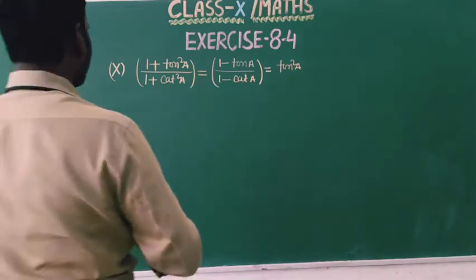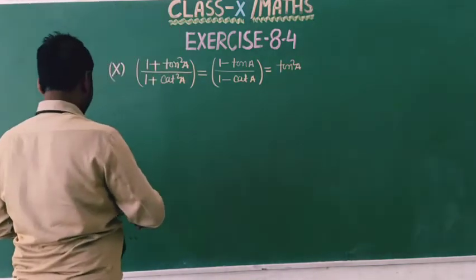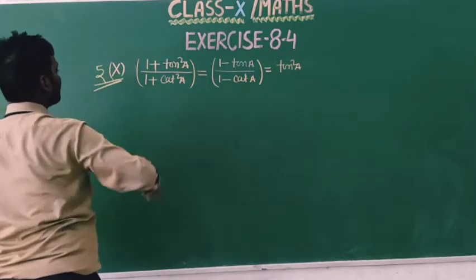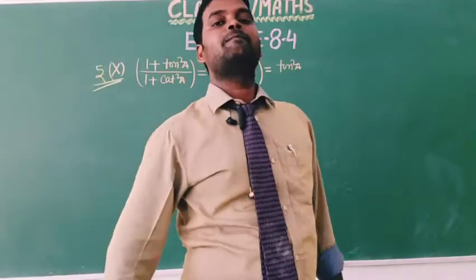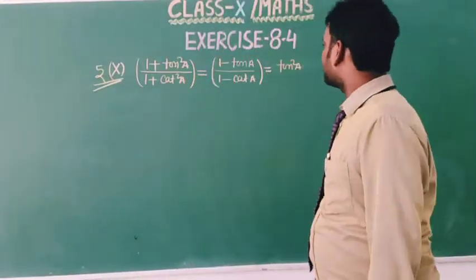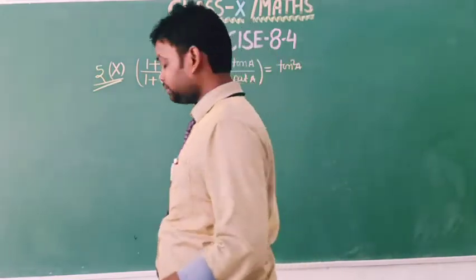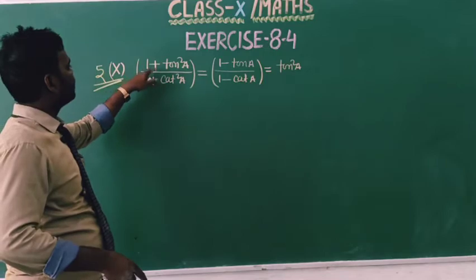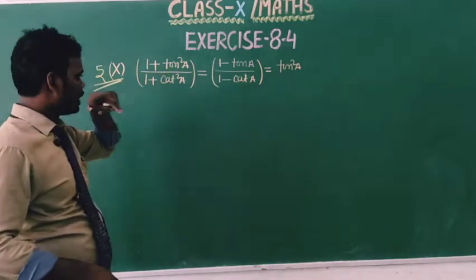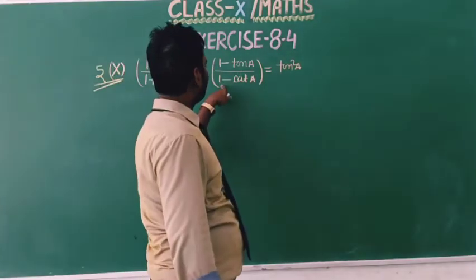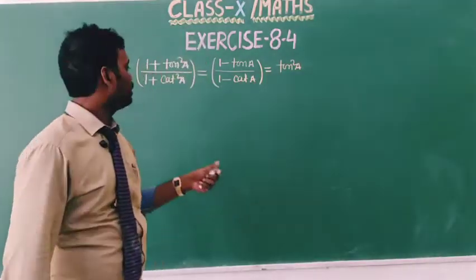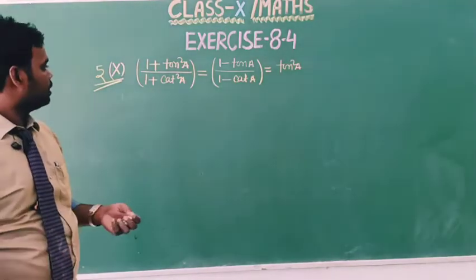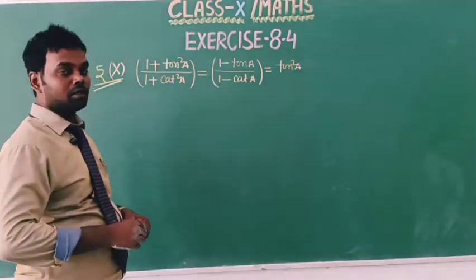okay dear children, further move to the 10th part of question number 5. This is the last question of exercise 8.4. Okay, the identity is given: (1 plus tan square A) upon (1 plus cot square A) equal to (1 minus tan A) upon (1 minus cot A) whole square equal to tan square A. Okay, we have to prove all 3 parts of these trigonometric identities.